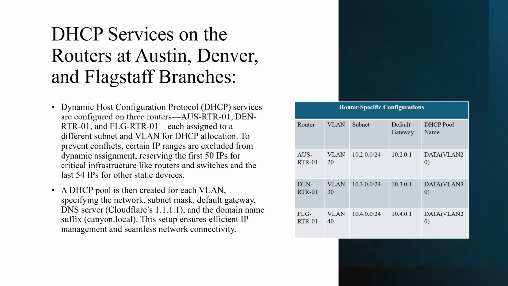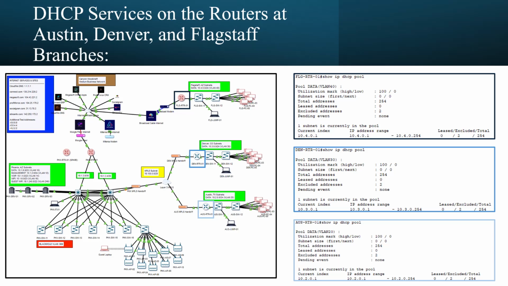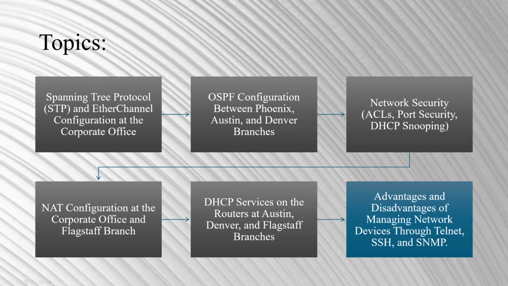Each VLAN has a dedicated DHCP pool defining the network, subnet mask, default gateway, and DNS server, along with the domain name suffix canyon.local. This setup ensured efficient IP management and seamless network connectivity across all locations. And here is the network topology for Canyon Woodcraft showing the changes made, and on the right outlines the changes made for DHCP to those specific devices.